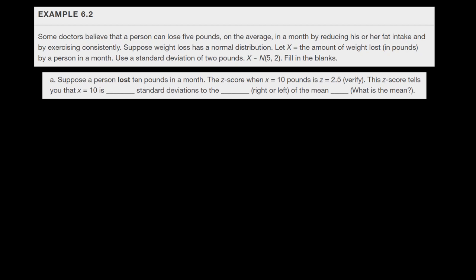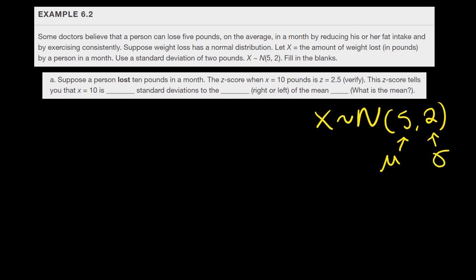Okay, so we have this notation. X is distributed as a normal distribution. The mean is 5. Standard deviation is 2. Okay, so the first number is always the mean. The second number is the standard deviation.